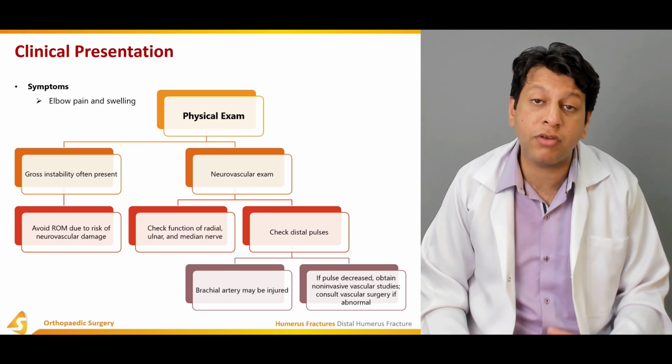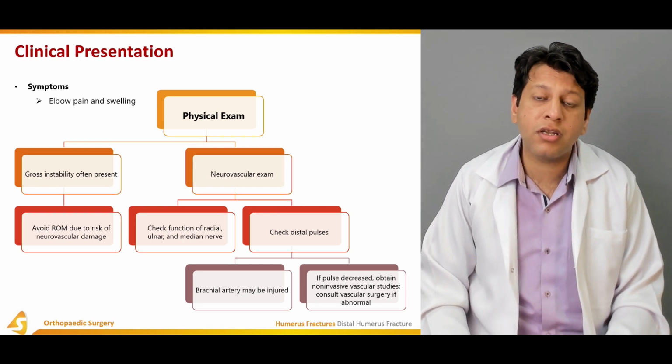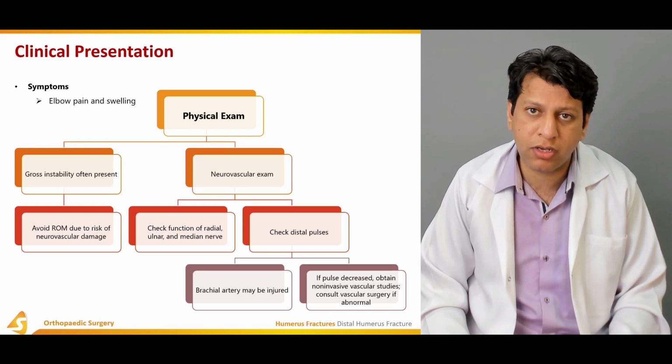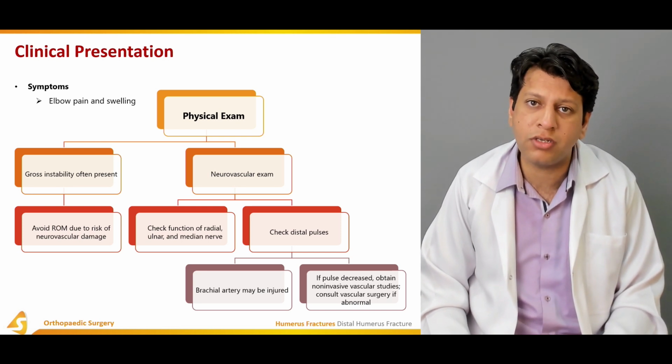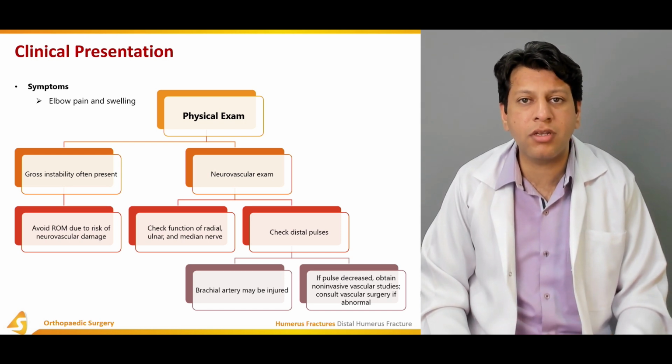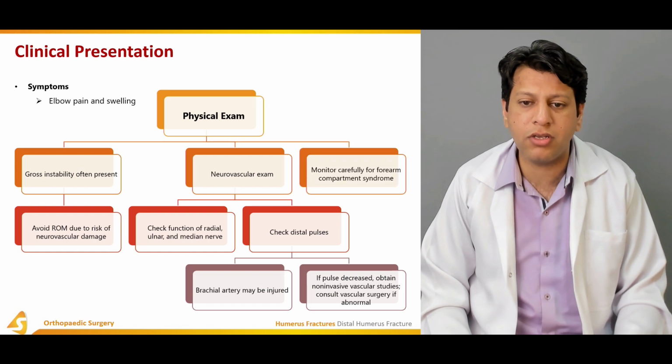We have to confirm whether there is a complete laceration of the artery, or whether it is a hematoma pressing on the brachial artery with no associated injury. So we have to go for a vascular angiogram. Once the vascular angiogram is done, then we can proceed for surgery.